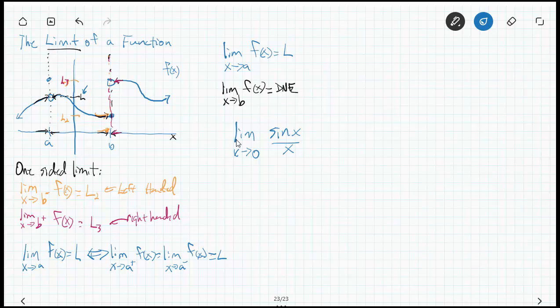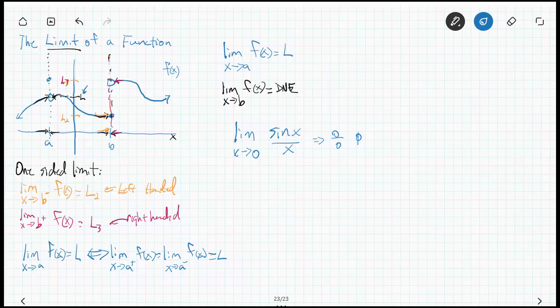However, I want to make sure that we understand something fully. If I plug 0 into sine x over x, it should be obvious that I get 0 over 0, which is undefined. This guy does not exist. In other words, this function does not exist at 0. It in no way exists at 0. Hopefully I'm being very clear on that.